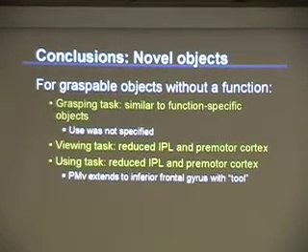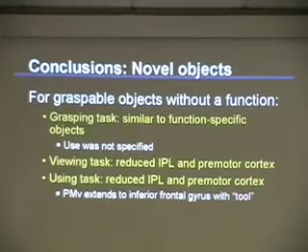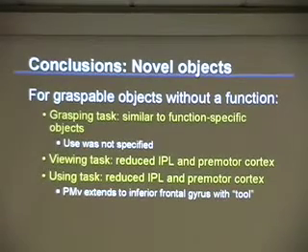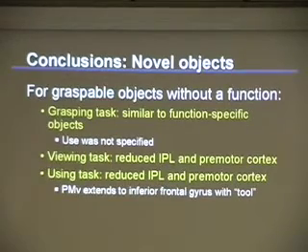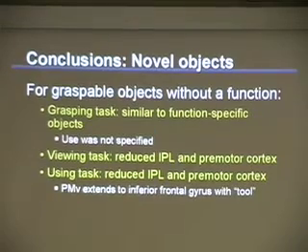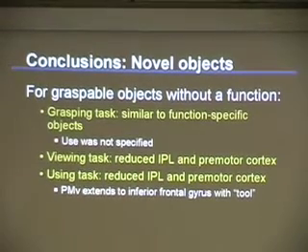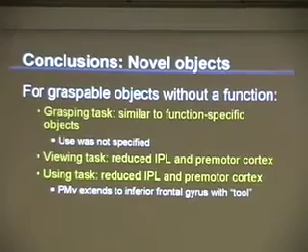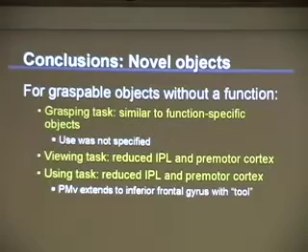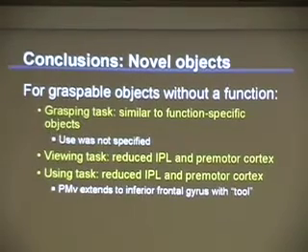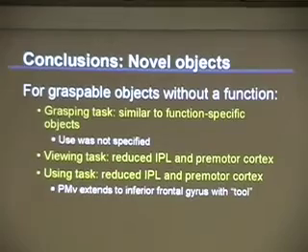So for the grasping task, those objects that did not have a function looked similar to the function-specific objects. One explanation for this may be that the use was not specified in that imagined task. But in the viewing task and in the using task, we saw reduced activation in the inferior parietal lobe and in the premotor cortex in the non-function objects compared to those function objects. Notably, we saw the ventral premotor cortex extend to more inferior regions when the objects had a function versus when they didn't.